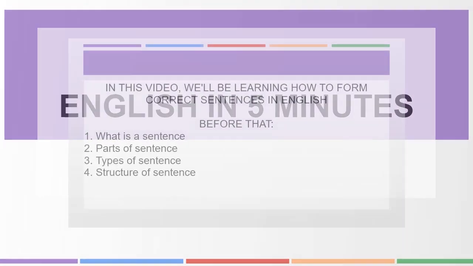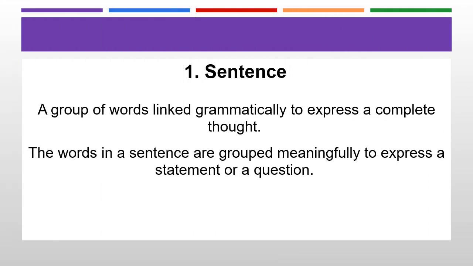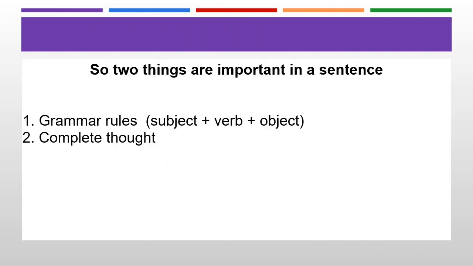In this video, we will be learning how to make correct sentences in English. So let's get started. A sentence is any group of words that are linked together according to the rules of grammar of a language and that express a complete idea or a thought. That means that two things are important in a sentence. Number one, the grammar rules, the most common of which in English is putting the subject of a sentence first, then the verb, and then the object. And number two, expressing a complete idea.